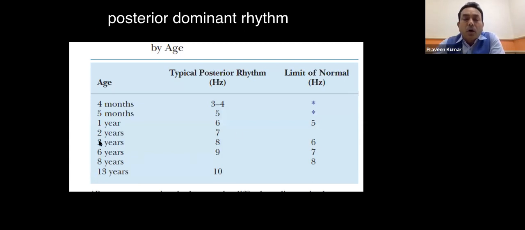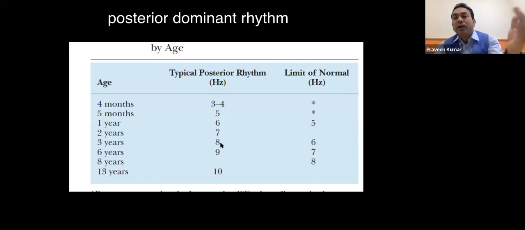Normally by 3 years onwards, you must get 8 hertz per second. Below 3 years, you may have a lower frequency of the posterior dominant rhythm. They may not be in the alpha range in that sense, but beyond 3 years of age, you should start getting 8 hertz and above for the posterior dominant rhythm. So the posterior dominant rhythm is the rhythm which you see in the occiput. Visually, this is in the alpha range.